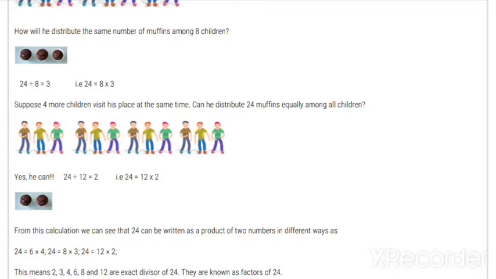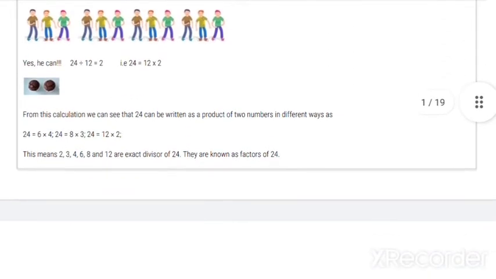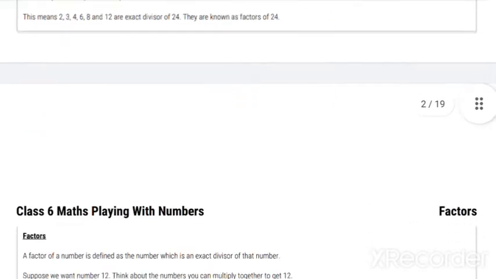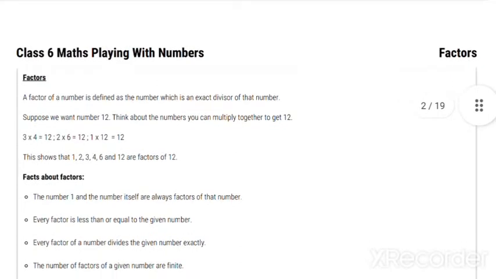So children, from this calculation, what do we see? We can see that 24 can be written as a product of two numbers in different ways, as 24 is equal to 6 into 4, 24 is equal to 8 into 3, 24 is equal to 12 into 2. This means 2, 3, 4, 6, 8 and 12 are exact divisors of 24. So children, these are factors of 24. If anybody asks you what do you mean by factors, then what will you say? A factor of a number is defined as a number which is an exact divisor of that number.